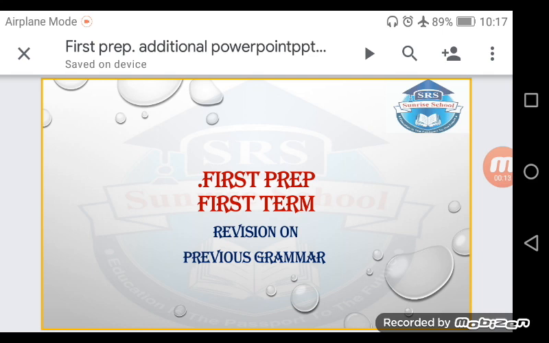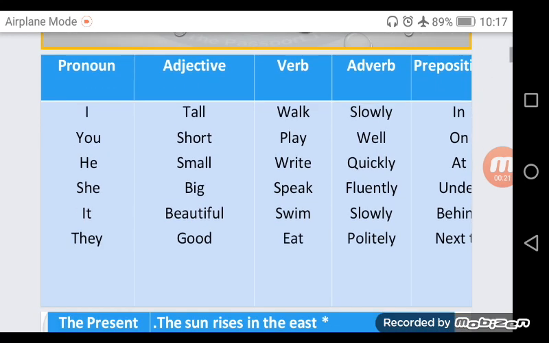Today we have revision on previous grammar, the grammar which you studied in the primary stage. We have this table, and we have these headings: pronouns, adjectives, verbs, adverbs, and prepositions. Under the title pronoun, we have I, you, he, she, it, they. And these are subject pronouns.